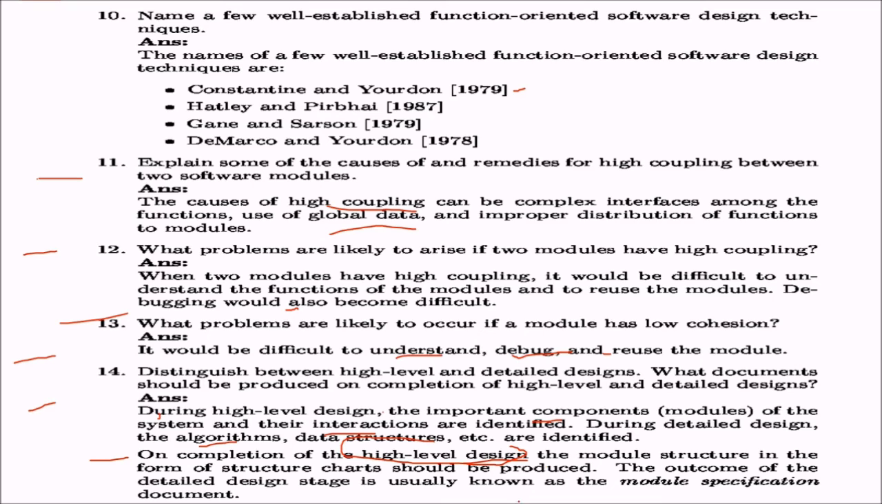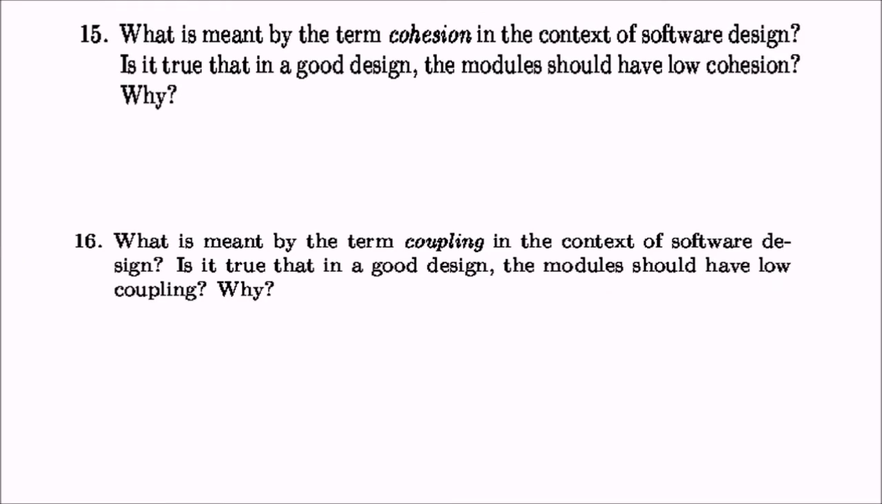We formulate or present the module specification document on the completion of this detailed design. Question 15: what is meant by the term cohesion in the context of software design? Is it true that in a good design, the modules should have low cohesion?